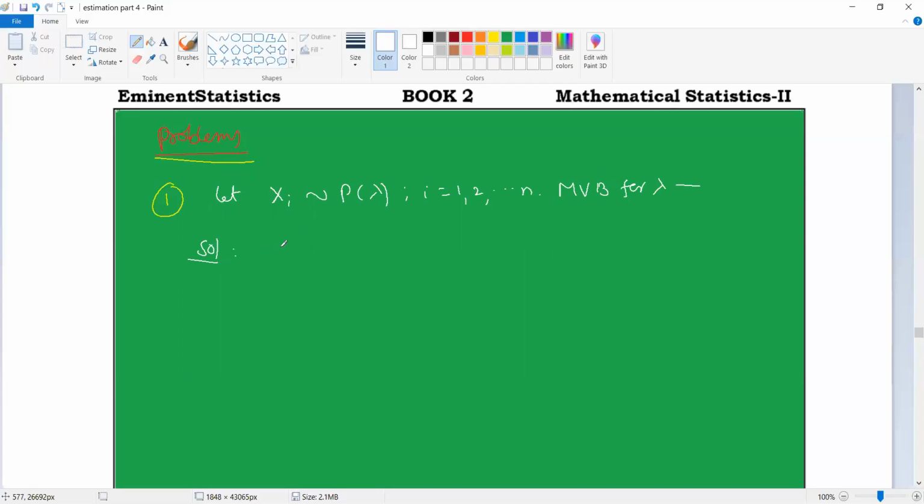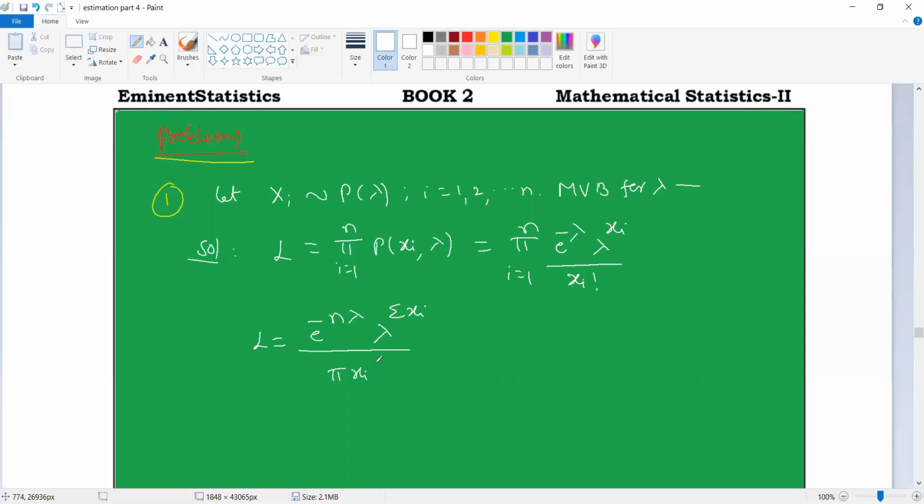So now here, first of all, the likelihood function. L is the product for i = 1 to n of P(xi, lambda), which is the product of e to the power minus lambda, lambda to the power xi, divided by xi factorial. So L is equal to e to the power minus n lambda, lambda to the power summation xi, divided by the product of xi factorial.